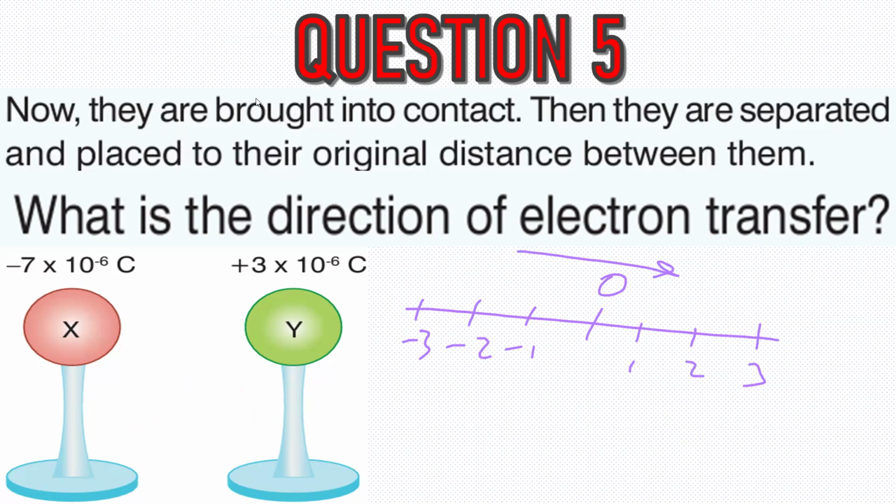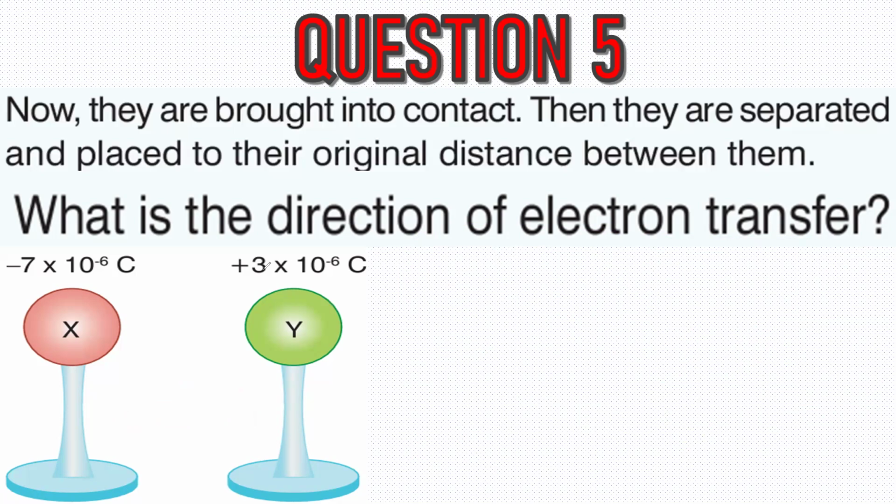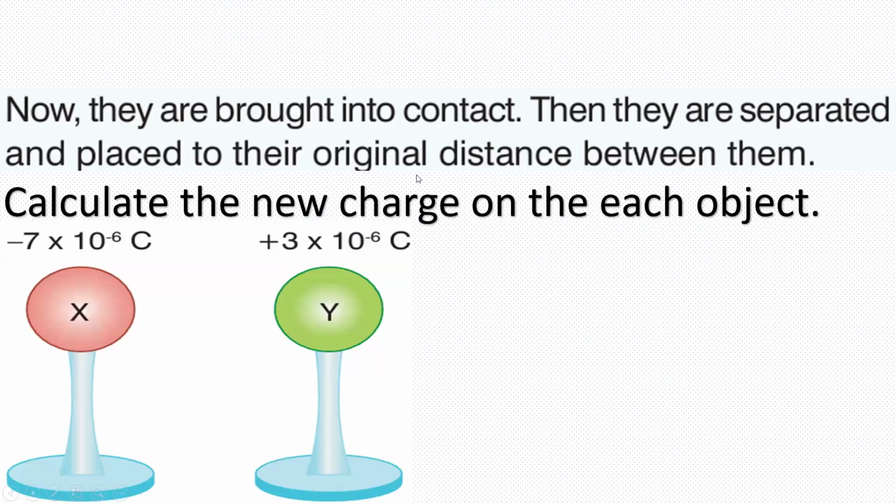Now you have -7 and +3. So -7 is less than, but you must check the 10 to the power of something that you have. -7 is less than +3, so the answer is X to Y. All right, just check which number is smaller, from small number to big number, electrons are moving. If they ask you for the reason, you are going to say from more negative to less negative charge object. All right, so let's continue with the next question. Direction of electron transfer is fine, I think.